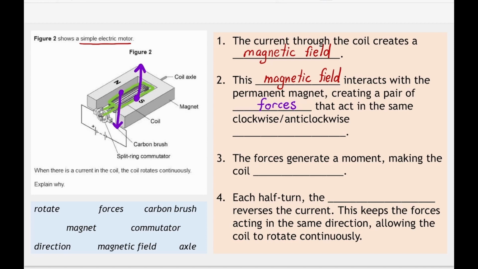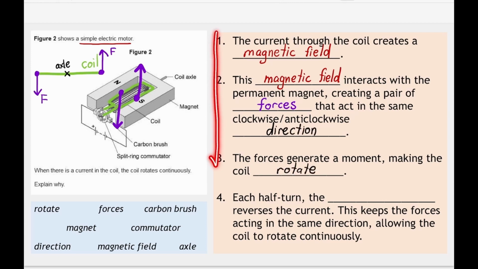If I were to draw a 2D version of this diagram, it would look like this. It should hopefully be clear that these forces generate a turning effect, also known as a moment. This turning effect rotates the coil in an anti-clockwise direction about the axle. That gets us all the way to step 3.